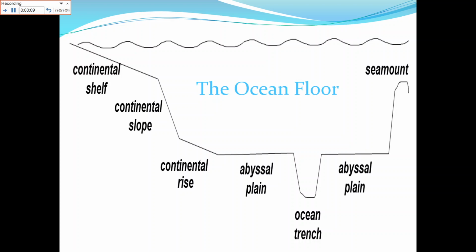Alright, so we're going to review the parts of the ocean floor. Basically, this is a little bit of trickery and a whole lot of memorization to learn these parts. So you just need to study and review until you know them, and then it'll be really easy. Okay, so here's the ocean floor. You start out with the Continental Shelf, Continental Slope, Continental Rise, Abyssal Plain, Ocean Trench, Abyssal Plain, Seamount.